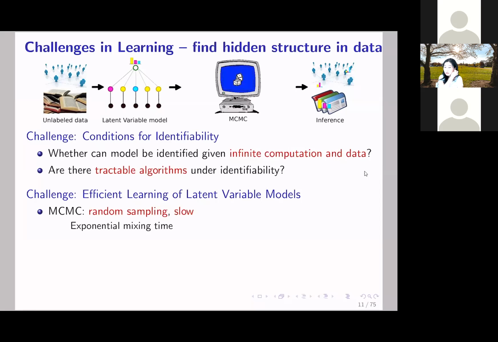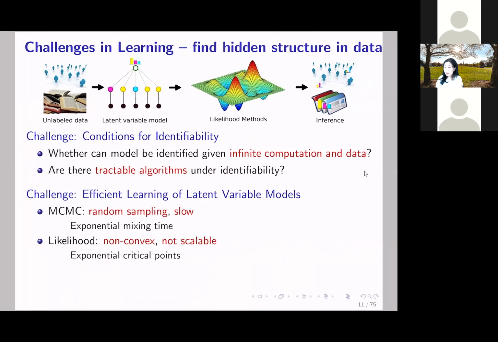However, we cannot prove in theory that the mixing time could be efficient. Basically we can only prove an exponential mixing time. So that is really bad. That doesn't qualify as an efficient learning algorithm for latent variable models.